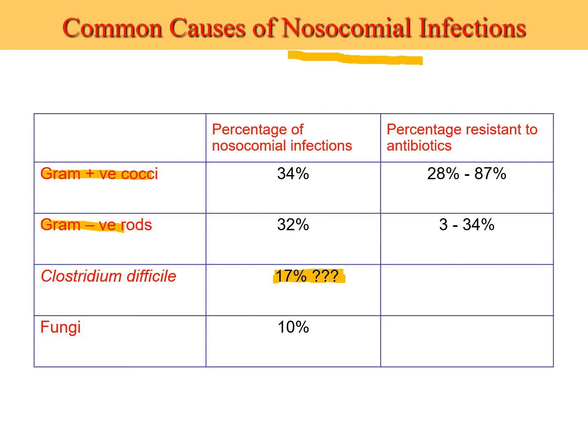And fungi. All these percentages are the breakdown of the 5 to 15% of nosocomial infections that occur. About a third are gram positives, another third, slightly less maybe, are gram negatives, and then half of that is, well, that would be about 1/6 Clostridium difficile, and then 10% fungi. Many of the gram positives and a significant number of gram negative organisms, bacterial organisms that cause nosocomial infections, also have resistance to antibiotics.